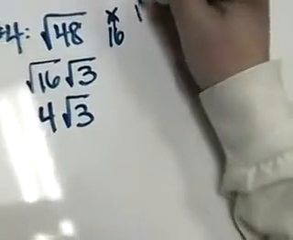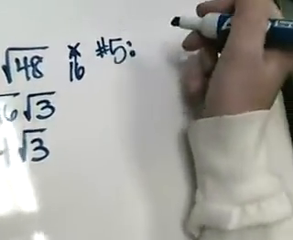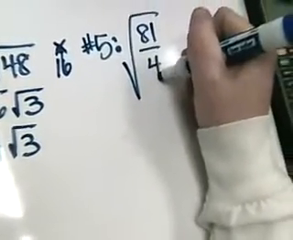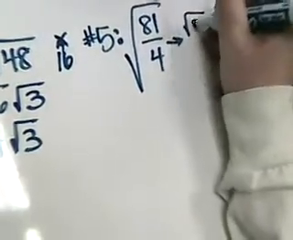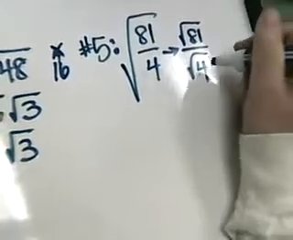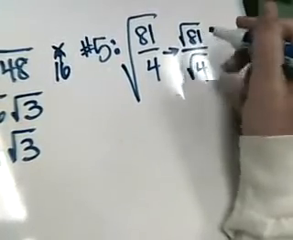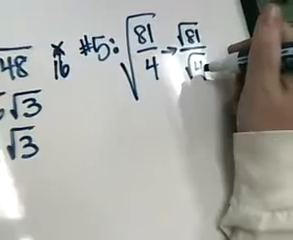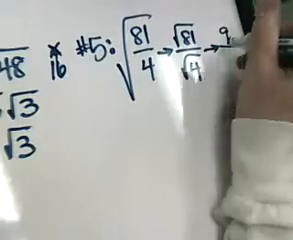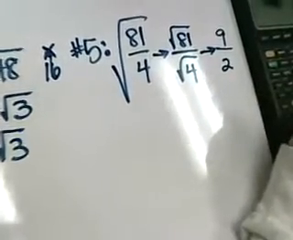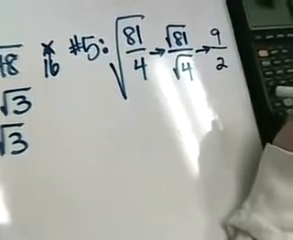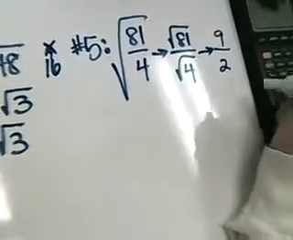Okay, number 5. We have the square root of 81 over 4, and I'm immediately going to write that into the square root of 81 over the square root of 4. Now, guys, what do you recognize about both of those numbers? 81 and 4 are perfect squares. You don't need a special method for this. The square root of 81 is 9. The square root of 4 is 2. Boom, you're done. Recognize those perfect squares. If you have to write them at the top of your page every time, do it so that you can pick them out for this.